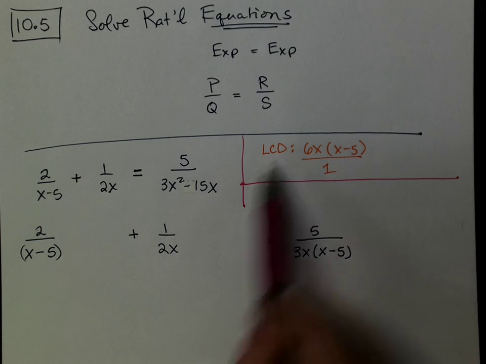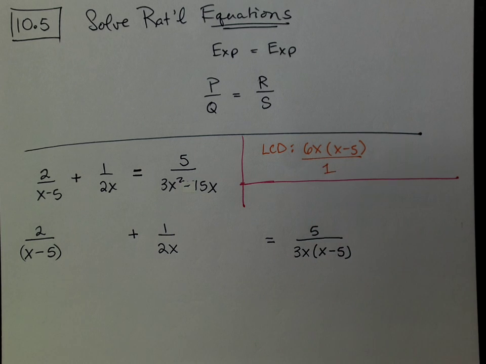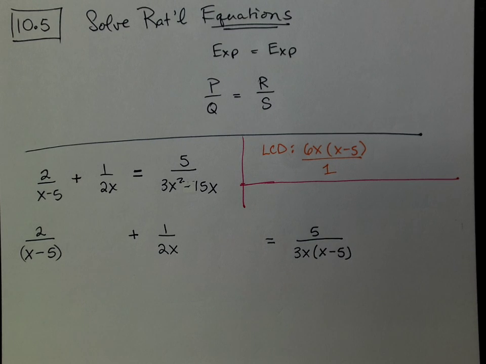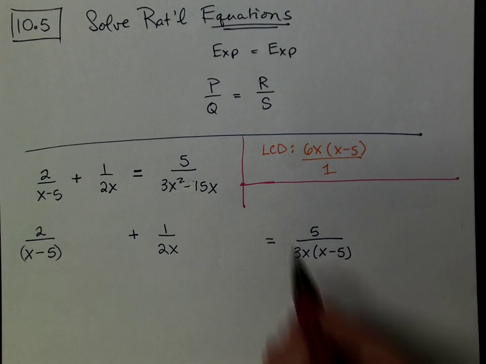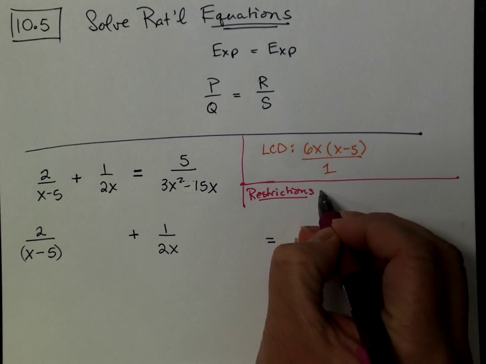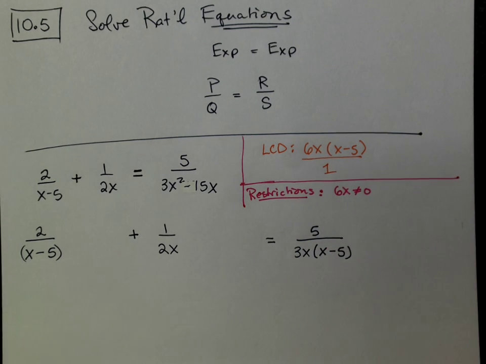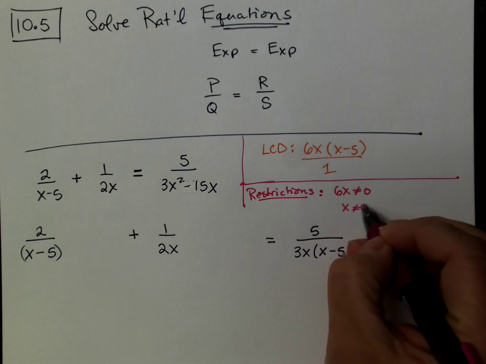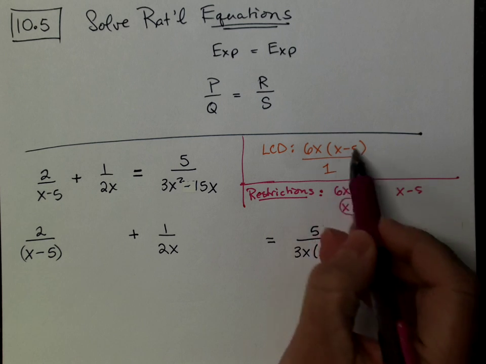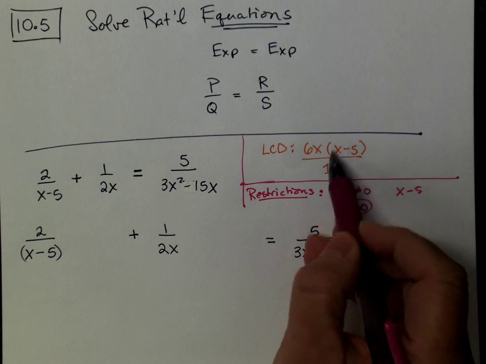In this case, our LCD, because of how we created it, is already factored. How many factors does our LCD have? 2, which means we have 2 restrictions. Okay? Our restrictions, the things that x can't be, are set each of our factors not equal to 0 and solve for x. In this case, x cannot be 0. And our other restriction, the other thing that would make this LCD equal 0, is if x minus 5 is equal to 0.